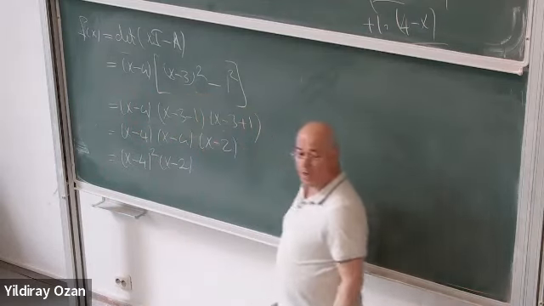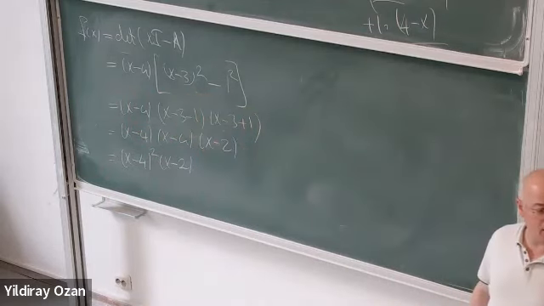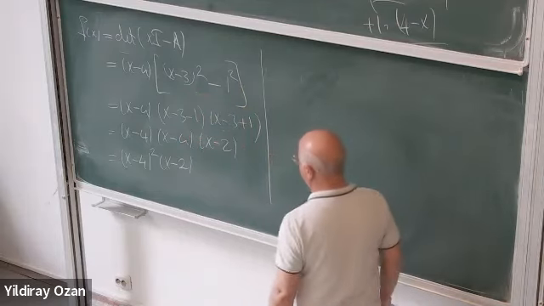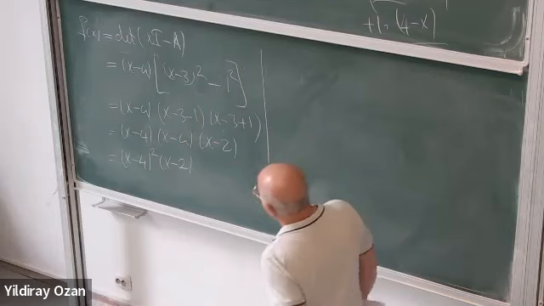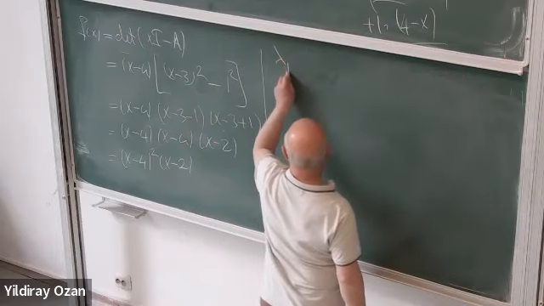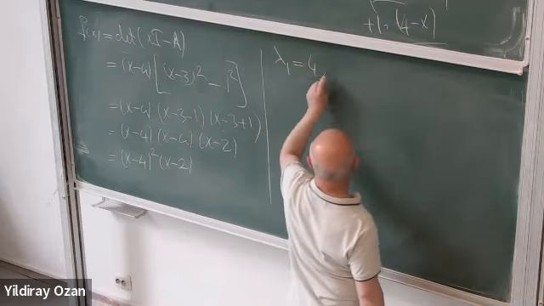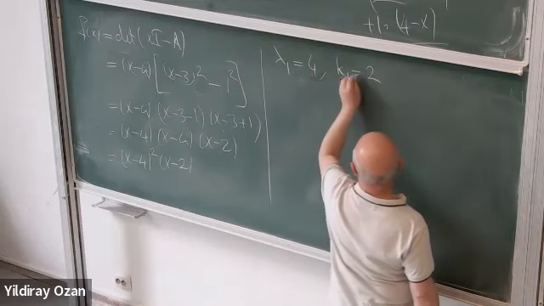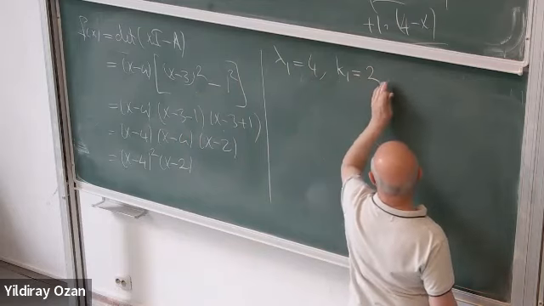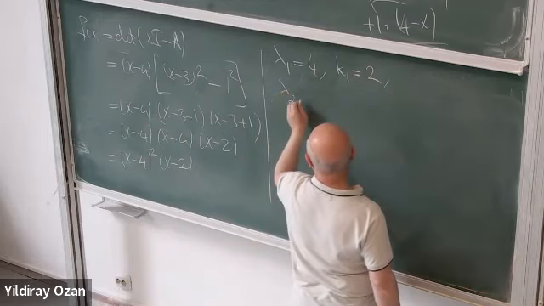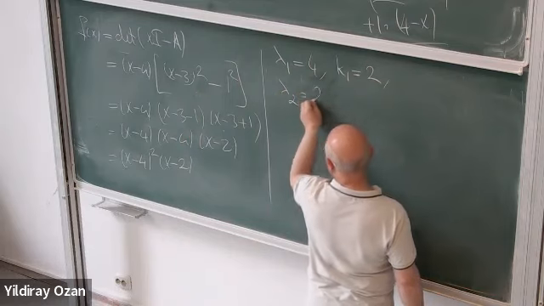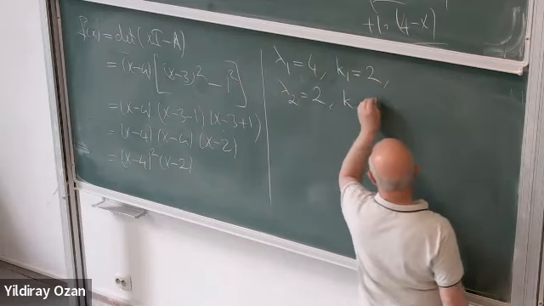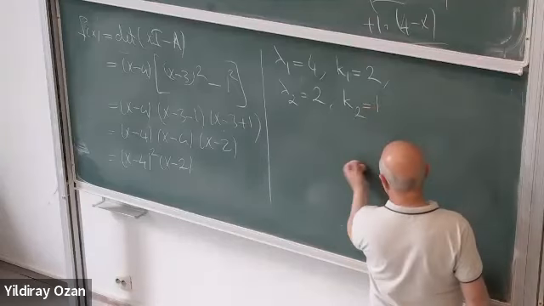So I have two eigenvalues. One of them has multiplicity 2, the other one has multiplicity 1. So lambda 1 is 4 and multiplicity k1 is just 2. Okay, and lambda 2 is 2 and the multiplicity is 1. Okay, now let's see what the eigenspaces are.